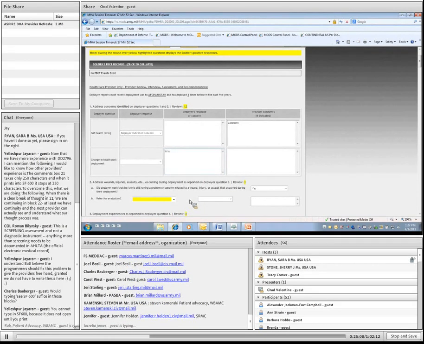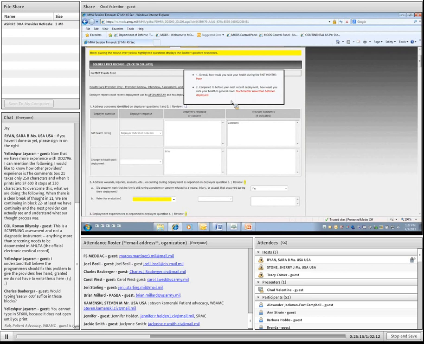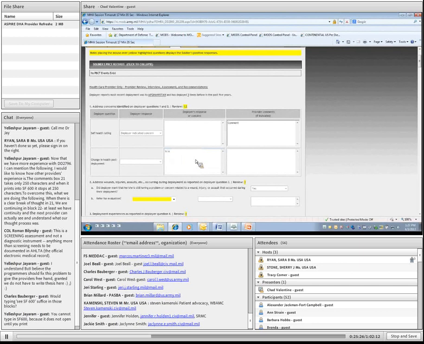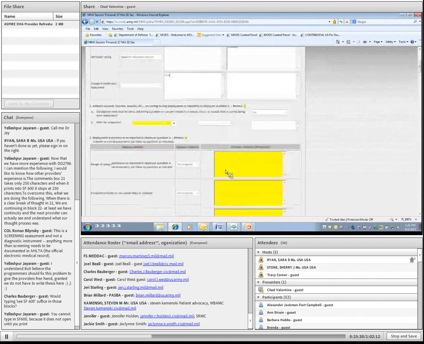For question 2, we hover our mouse over that. It's asking, compared to your most recent deployment, how would you rate your health in general now? The deployer's answer was much better now than before I deployed. As I mentioned in the PowerPoint, that is a negative response, so we have an NA in the deployer's response box. The provider does not need to leave a comment; it's not mandatory. We'll move to question 2.